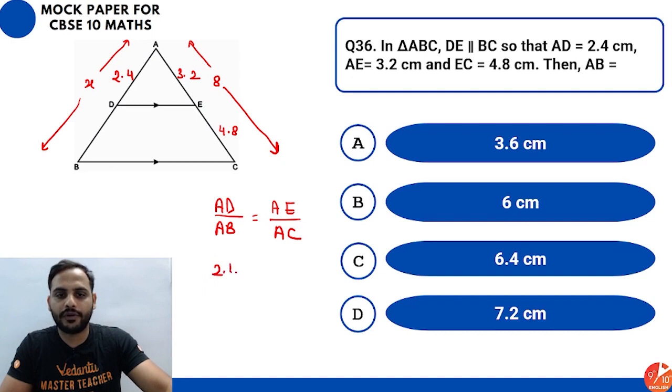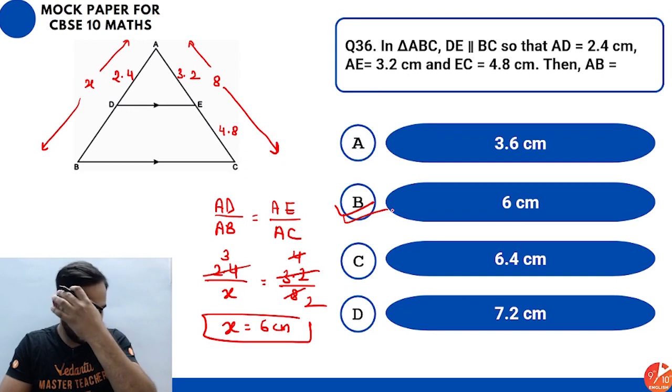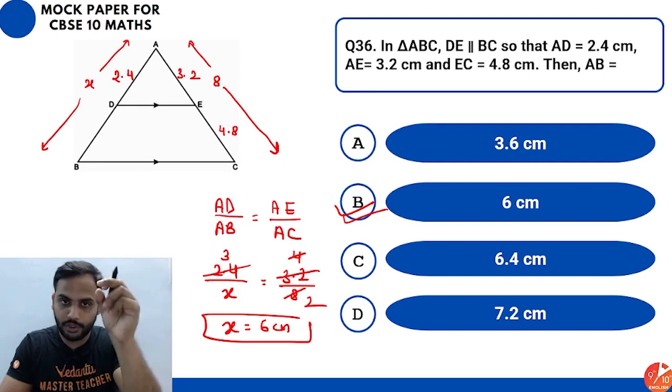Now I can say upper part by whole is equal to upper part by whole. Upper part 2.4 upon AB, which is x, is equal to AE is 3.2 upon 8. 8 3s are 24, 8 4s are 32, so 2.4 upon x equals 3.2 upon 8. Cross multiply, x is equal to 6 centimeter. So option B.